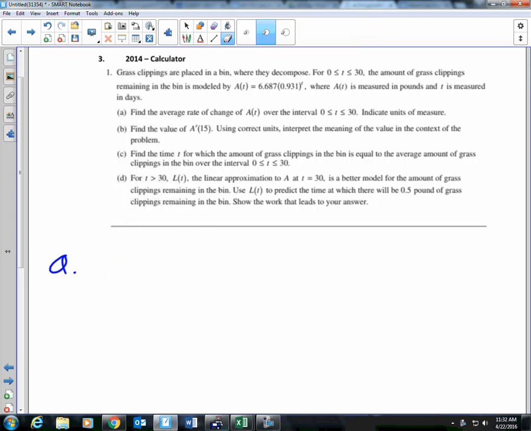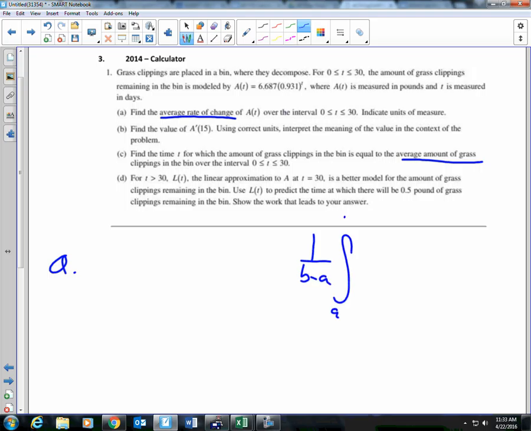And here's the key. I want you to focus on these terms. Average rate of change, okay, and average amount of grass clippings. Do you see those two phrases? They are distinctly different. Average rate of change: slope, derivative. That's what you want to think. Average amount, that's where we do the average value piece, okay? See the difference? Average amount is an average value. That's where you do this. This, average rate of change.